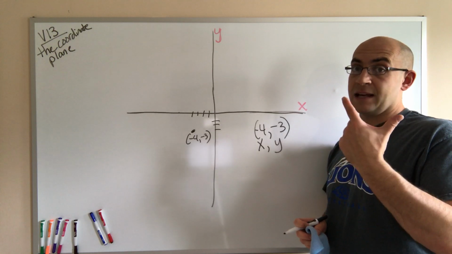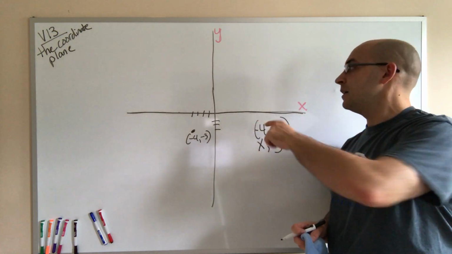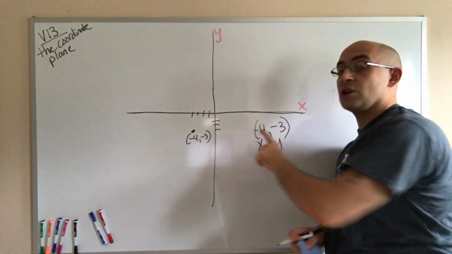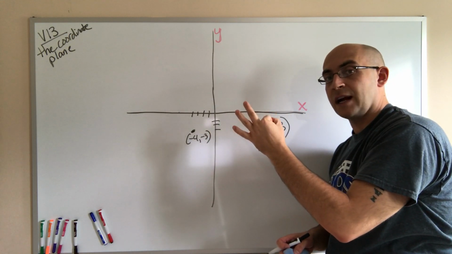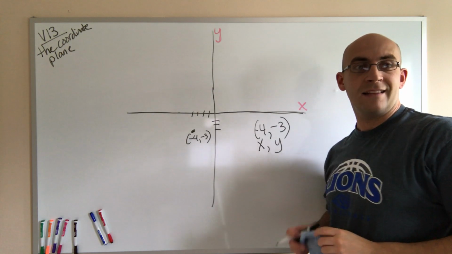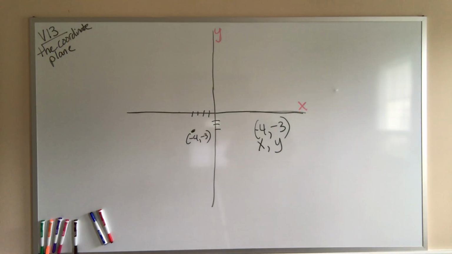Now, what if I asked you what quadrant that was in? Well, you remember from the beginning of the video, or you'd rewind me, 1, 2, 3, and 4, so you know that -4, -3 is in the third quadrant, right? Cool.